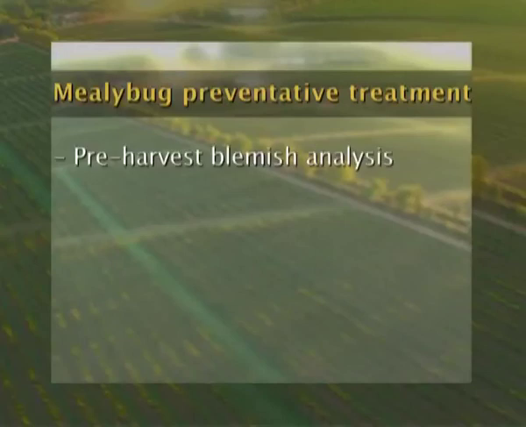mealybug or not. The first is based on the pre-harvest blemish analysis. If during this analysis, conducted before harvest the previous season, any live mealybug is found on the fruit, under the calyx or in the navel end, then a spring spray must be applied for mealybug.